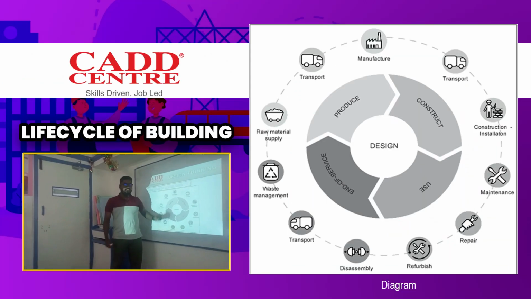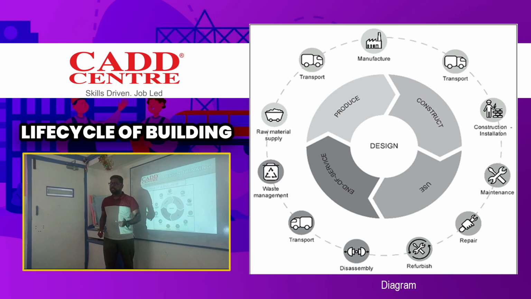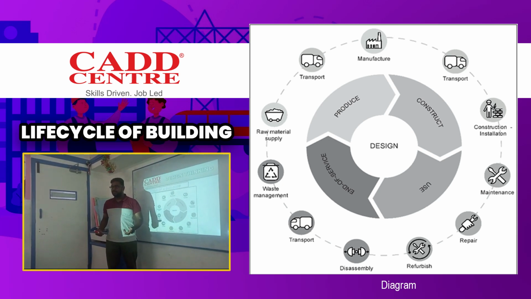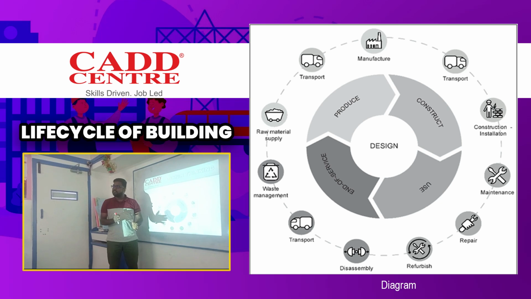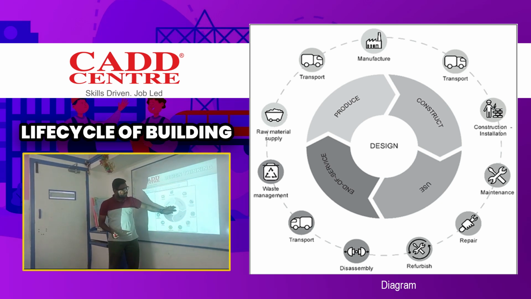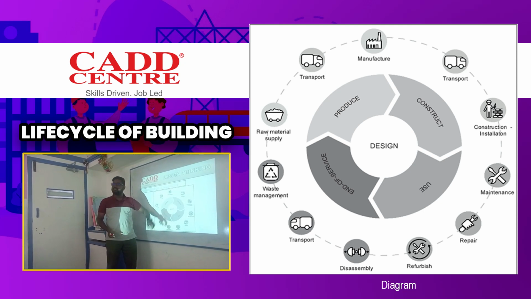First thing is, in order to produce certain things, we need what? Design. In order to use certain things, we need what? Design. In order to construct certain things, we need what? Design. So, various means we can do the design. Got it? So, design is the very core area.